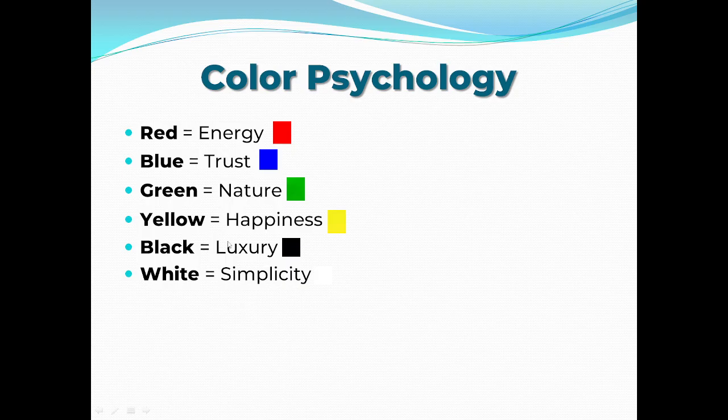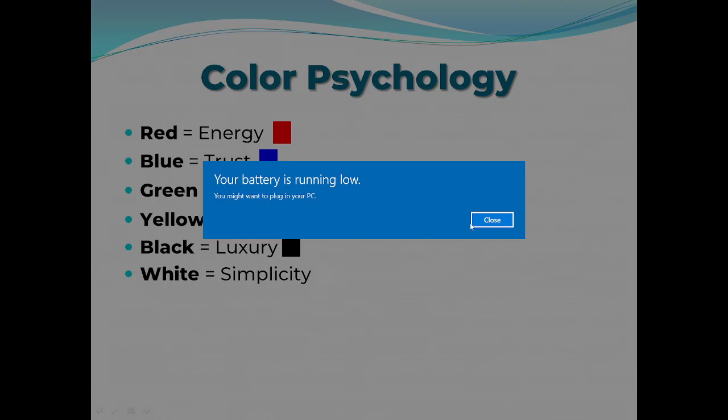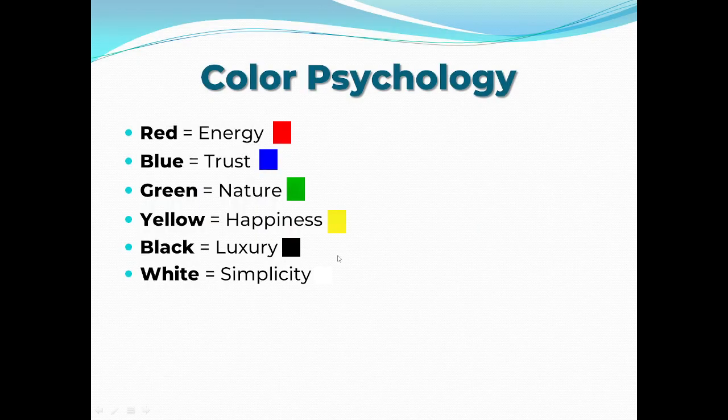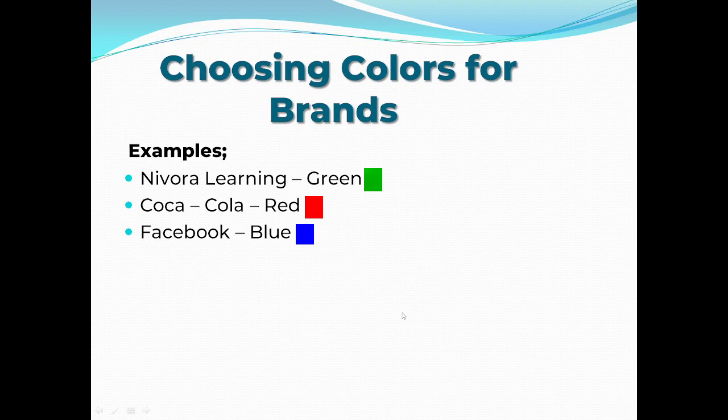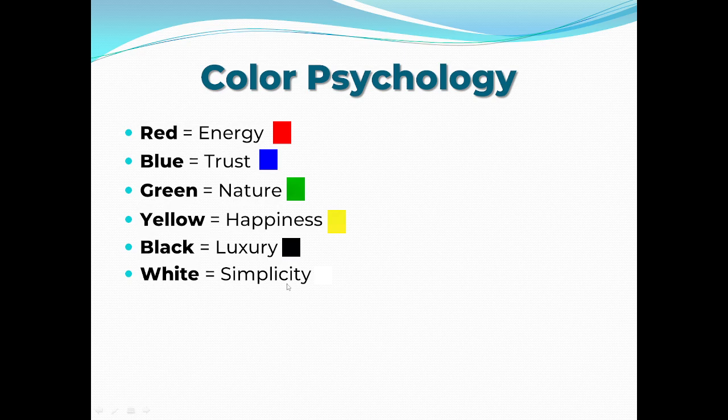Simplicity. So for red is energy, for blue is trust, for green is nature, for yellow is happiness, for black is luxury, and white is simplicity. In our next video, we'll look at choosing colors for brands.